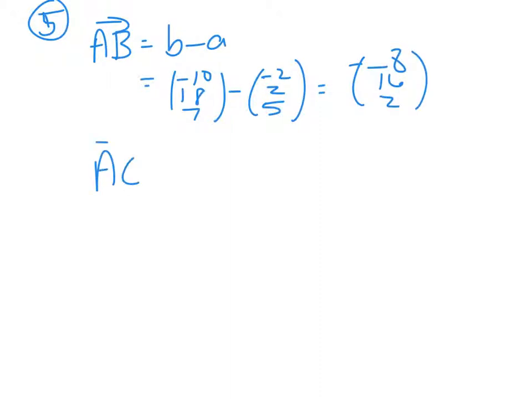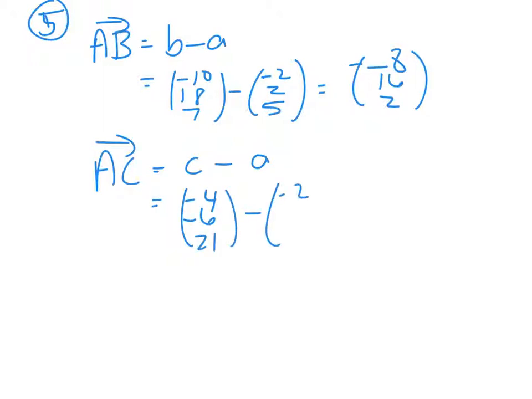A to C is little c minus little a. That's your -4, -6 and 21. Take off -2, 2 and 5. And that gives us -2, -8 and 16. So that's part A. Second part of the question, find the size of the angle.